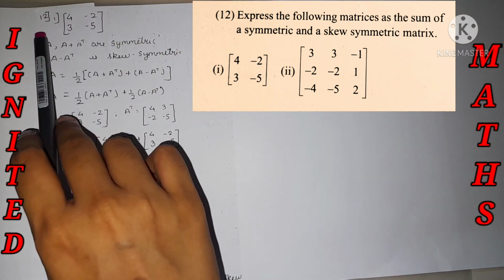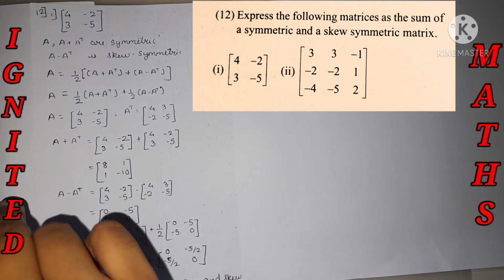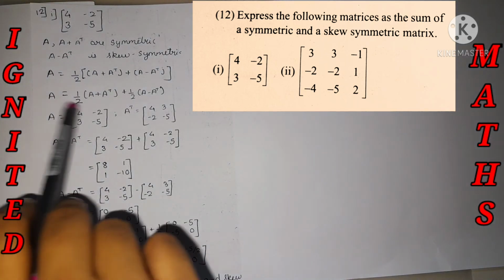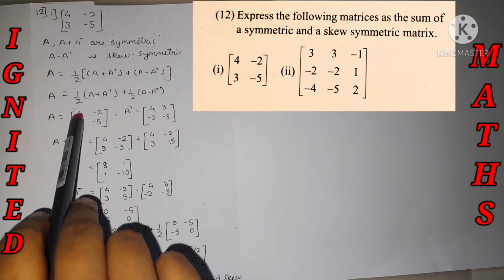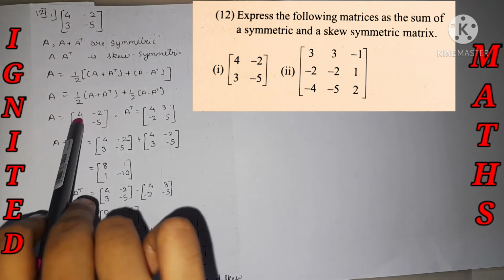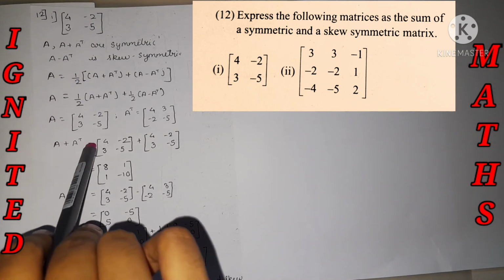So the matrix given is 2 cross 2, and A plus A transpose is symmetric and A minus A transpose is skew symmetric. First we need to take the value of A transpose. The rows will be interchanged as columns and columns will be interchanged as rows. Yes, row 1 column 1, row 2 column 2. We have interchanged it. Just add the value of A plus A transpose.